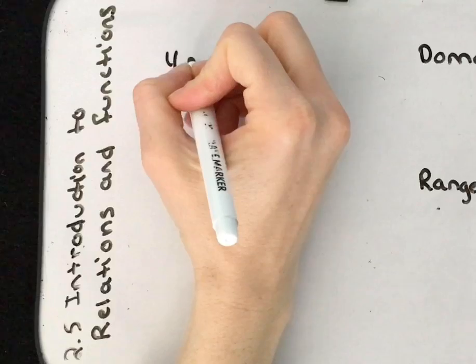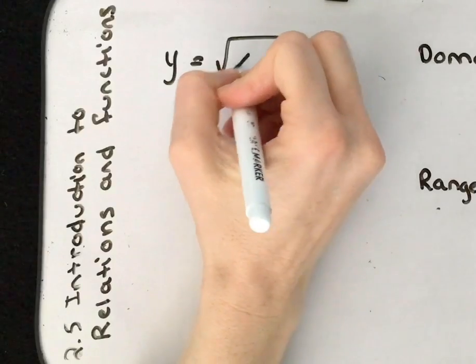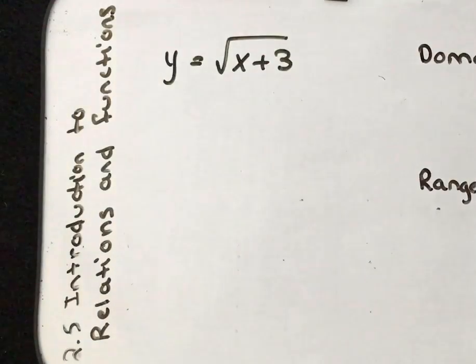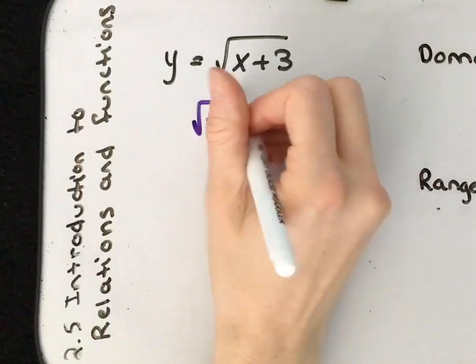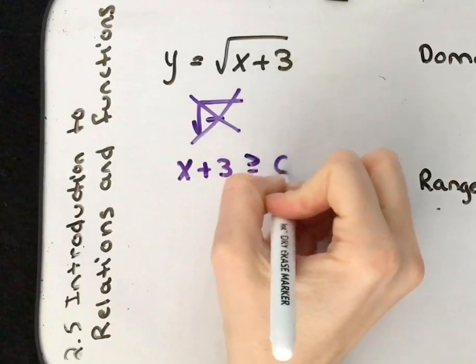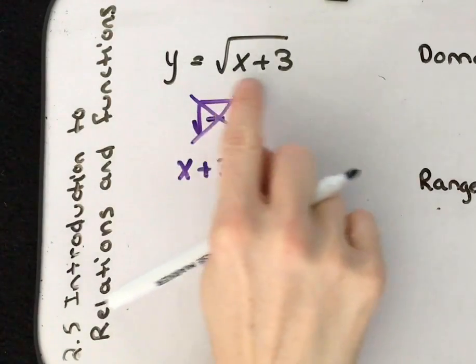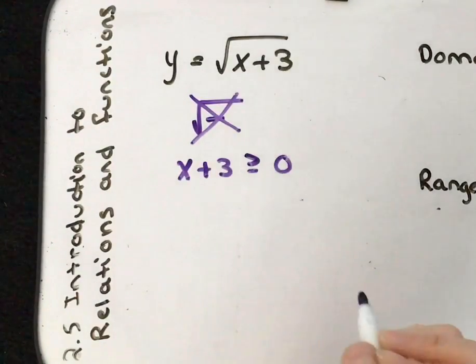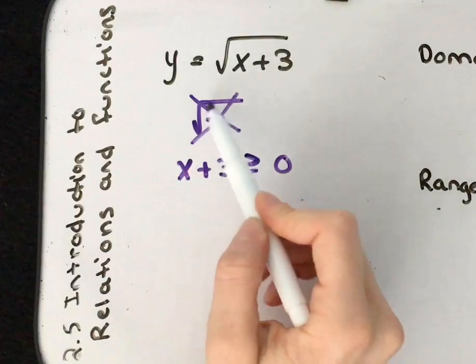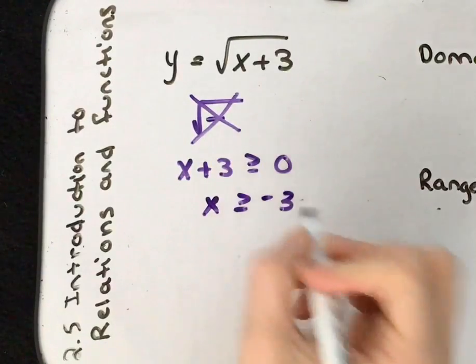Let's say we have y equals the square root of x plus 3. There's a special case for when we have a square root. Remember, you cannot have a negative under the square root. So that means that x plus 3 has to be greater than or equal to 0. This is what's under our square root, x plus 3. So x plus 3 has to be greater than or equal to 0 so that we do not get the square root of a negative number. So that means that x has to be greater than or equal to -3.